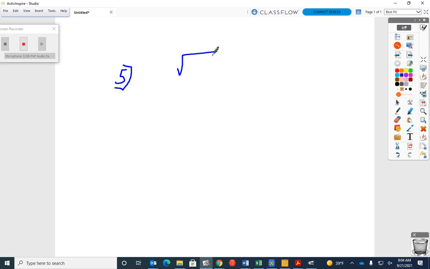I have the square root of 392. What's the first thing you should look at to see if this number is a perfect square? Is 392 a perfect square? It is not.